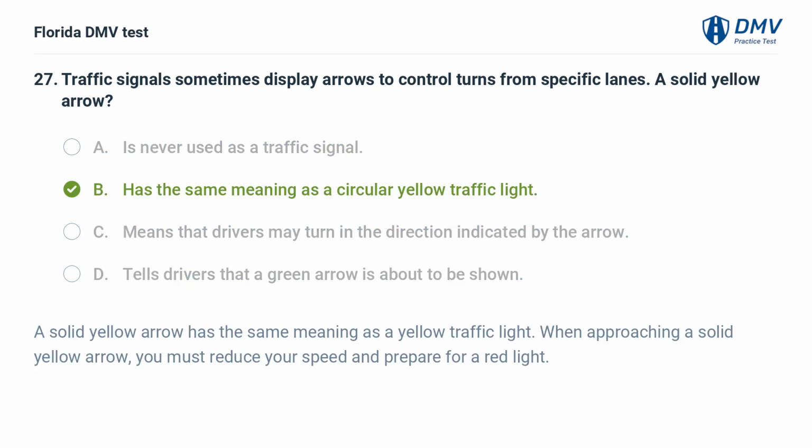B, has the same meaning as a circular yellow traffic light. A solid yellow arrow has the same meaning as a yellow traffic light. When approaching a solid yellow arrow, you must reduce your speed and prepare for a red light.